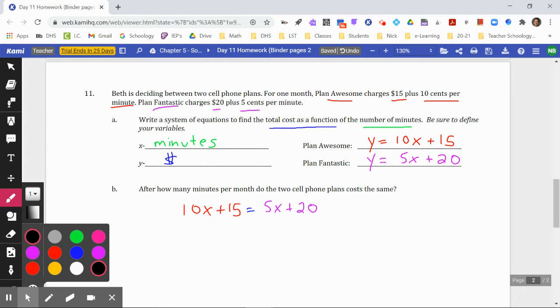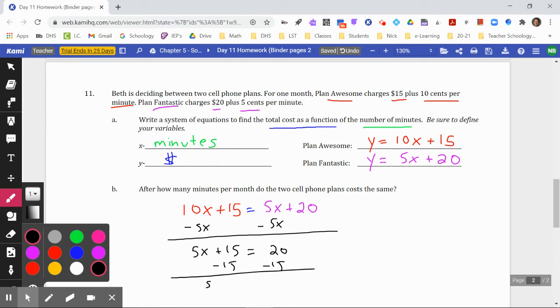Now we're just going to solve this by subtracting 5x from both sides. So 5x plus 15 is equal to 20. Subtract 15, and we get 5x is equal to 5. Divide by 5, and you get x is equal to 1. So after how many minutes per month do the two cell phone plans cost the same? It's just going to be after 1 minute.